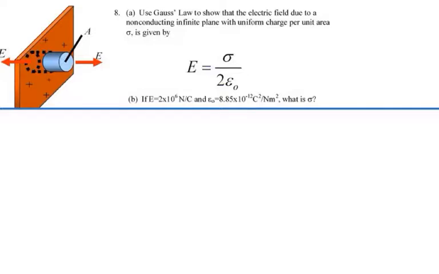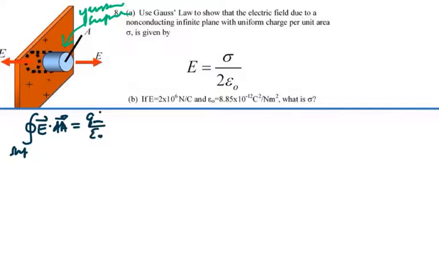Alright, well, we already have our Gaussian surface chosen for us. That's this cylinder here. So that is our Gaussian surface, and we have the E field going through the end caps of that surface, but not through the sides of that surface. So if we were to start from Gauss's law, we would say that over a closed surface, the integral of E dot dA through that closed surface is equal to the charge enclosed over epsilon naught.